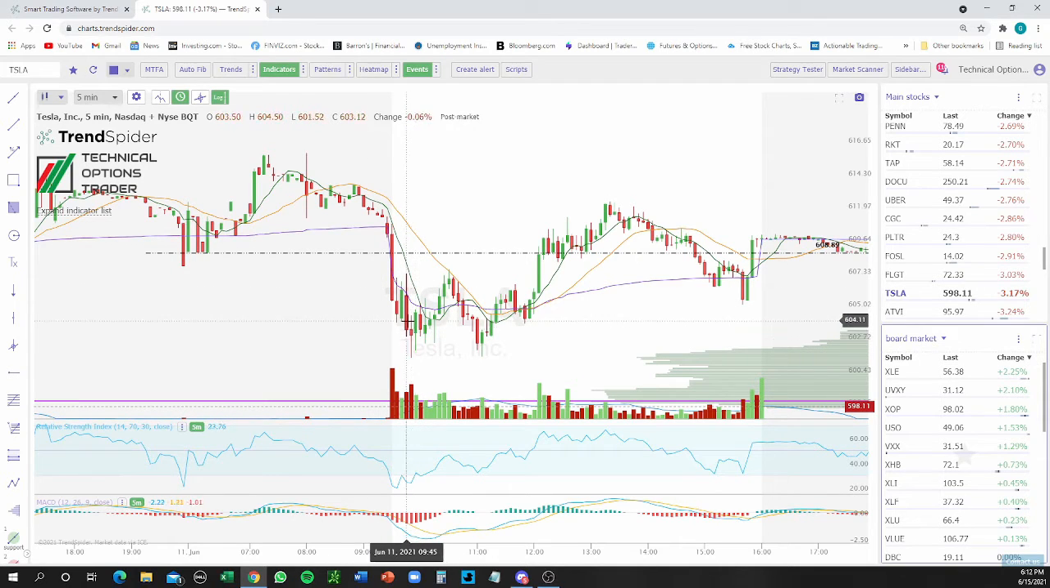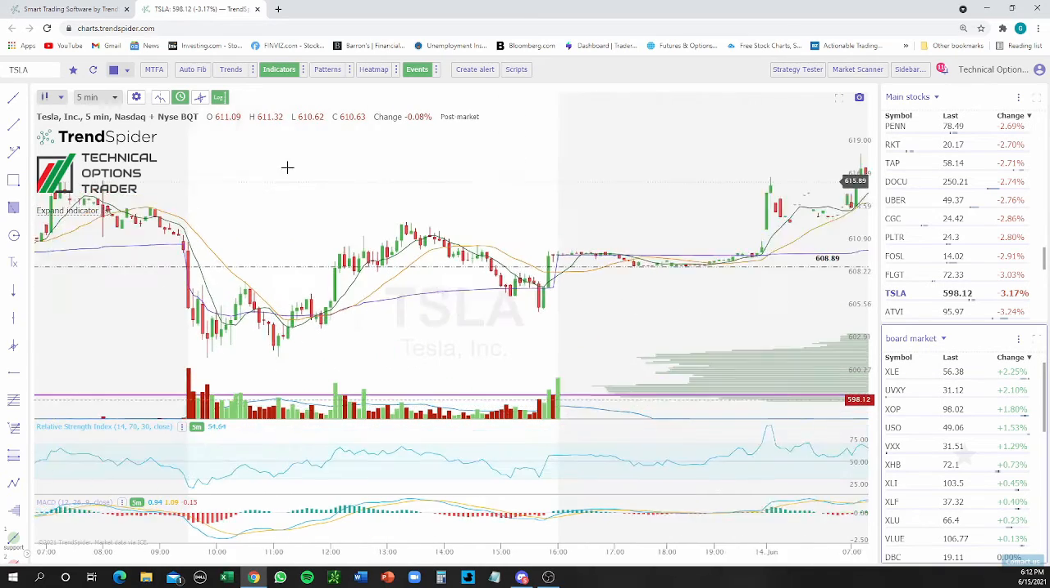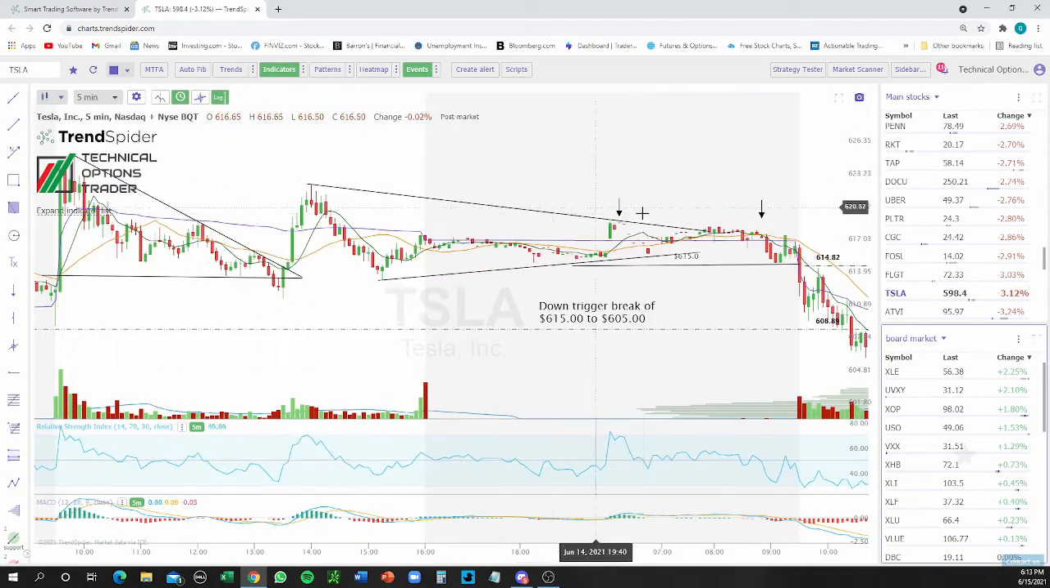So it's a simple strategy, 8 crossing over the 21, and how I use it to scalp with VWAP and different support and resistance levels.